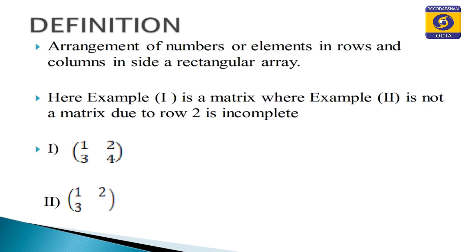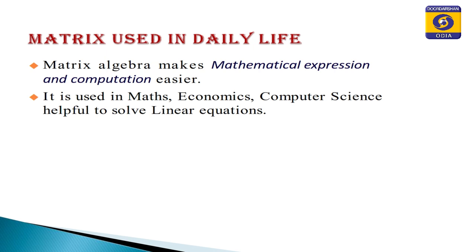The definition: what is the definition? The arrangement of numbers in rows and columns inside a rectangular array is known as a matrix. Here, example 1 is a matrix and example 2 is not a matrix because row 2 is incomplete. Next is the use of matrices in our daily life. Matrices are used in mathematics, computer science and economics, and are helpful in solving linear equations.